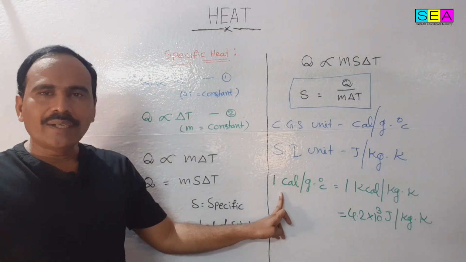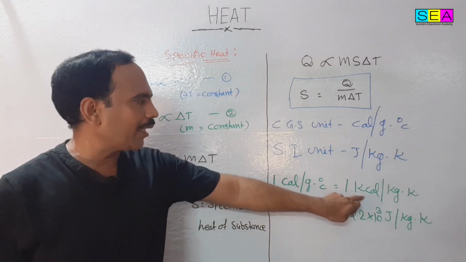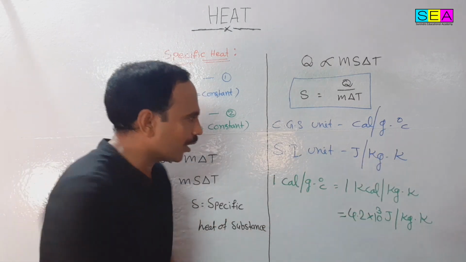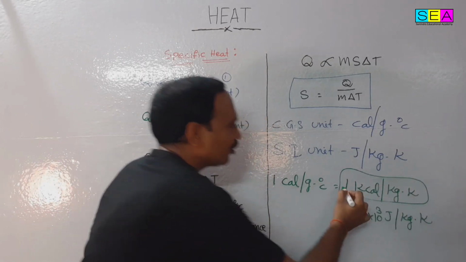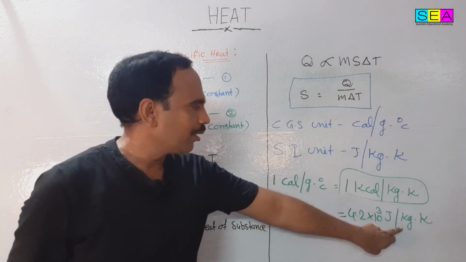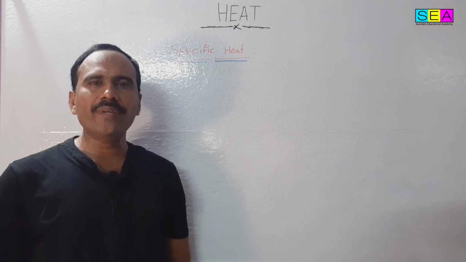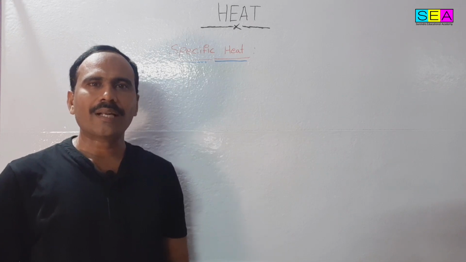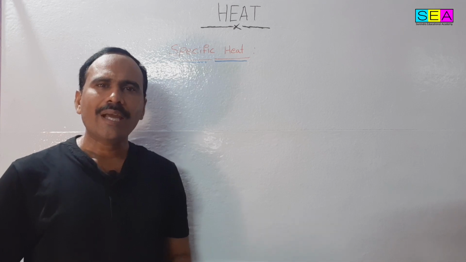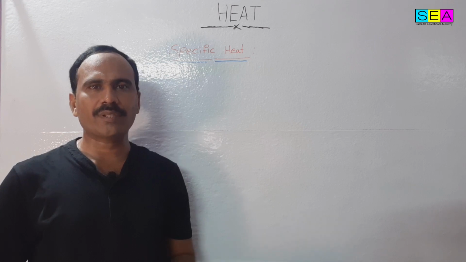So 1 calorie per gram degree Celsius is equal to 1 kilocalorie per kg Kelvin. This is totally equal to 4.2 into 10 to the power of 3 joule per kilogram Kelvin. In the previous activity, we learned the rise in the temperature depends on the nature of the substance. Hence, specific heat also depends on the nature of the substance.